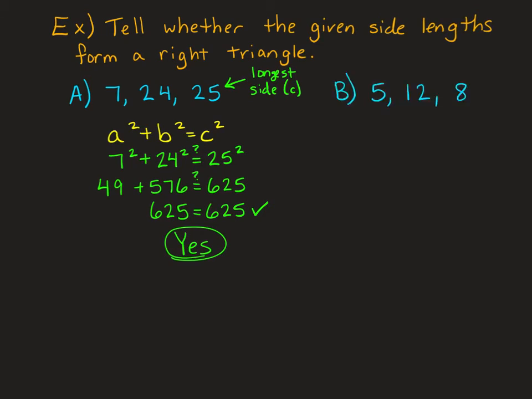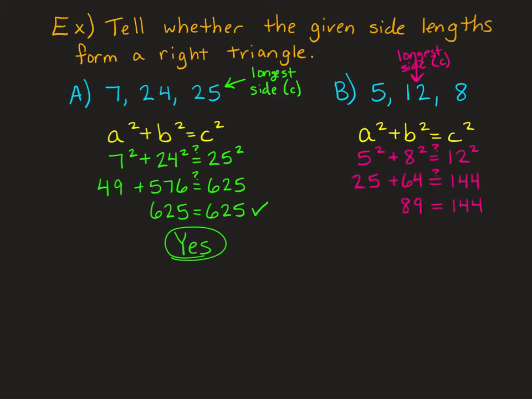We're going to do another problem like this. B part, we have the sides 5, 12, and 8. We'll start by identifying the longest side, which in this case is 12. So that would be c. And then we'll plug in our values, and we'll see if this is true. So we will simplify. And then after simplifying, we get 89 is equal to 144. That is not a true statement, so I'm going to cross through the equal sign, so they are not equal. And since they're not equal, no, this is not a right triangle.